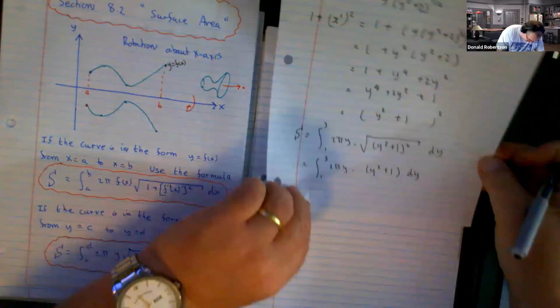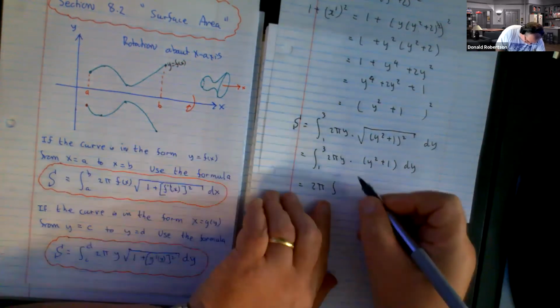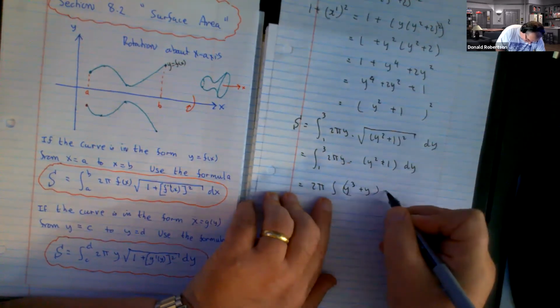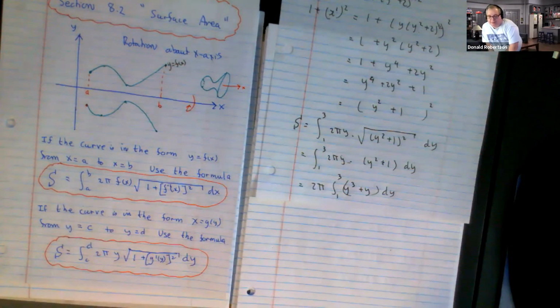What I would do next is pull out the 2 pi and distribute the y's. In the big scheme of things, would you agree that's a very nice polynomial power rule? And it should come out really nice.